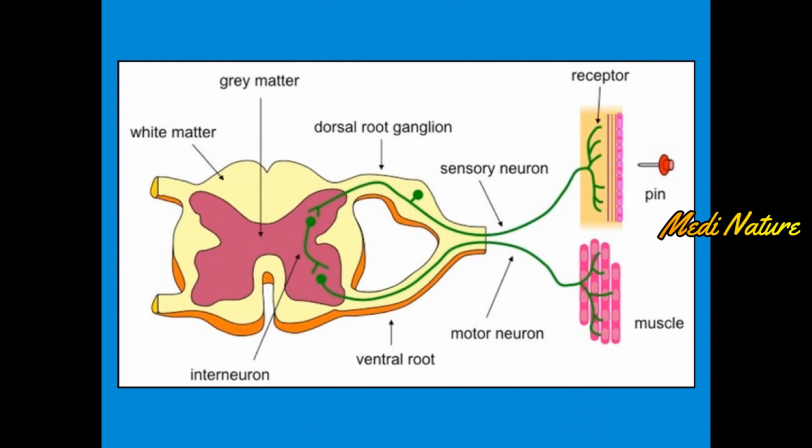Here, the touch of the pin is the stimulus, and the sensory receptors are beneath the skin. So, when they get the stimulus, that impulse goes through the sensory neuron to the central nervous system. They are in the spinal cord or in the brain. The sensory neuron synapses with the interneuron, and then the impulse passes to the interneuron.